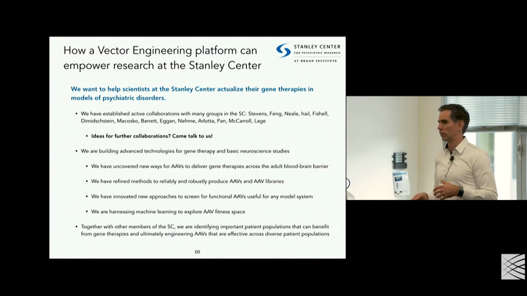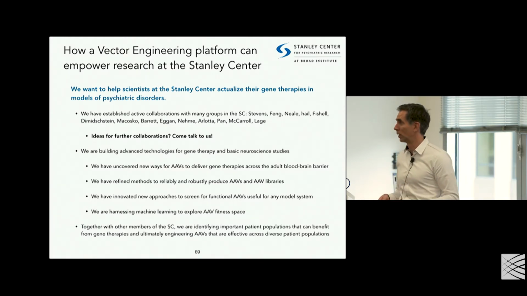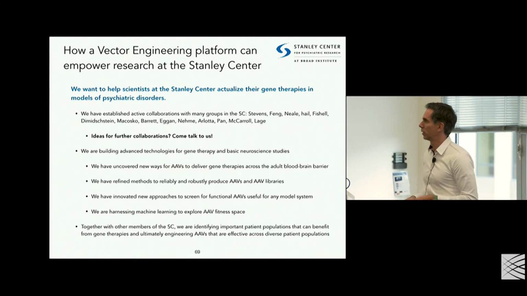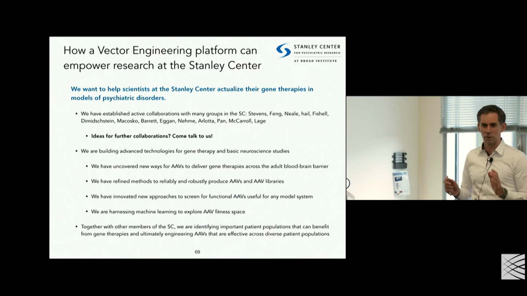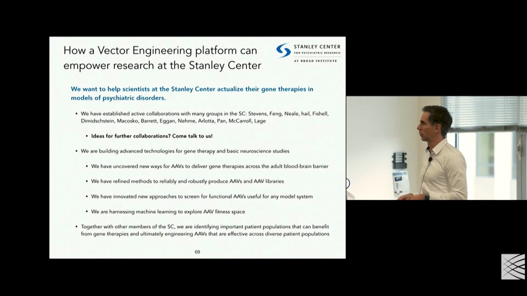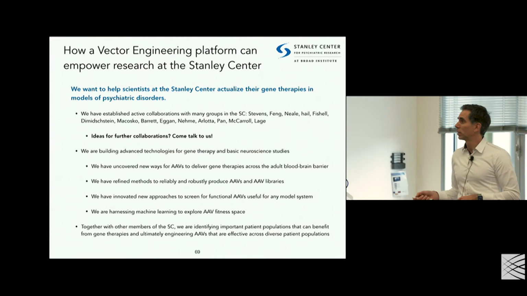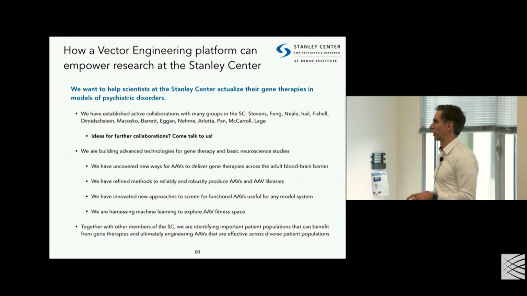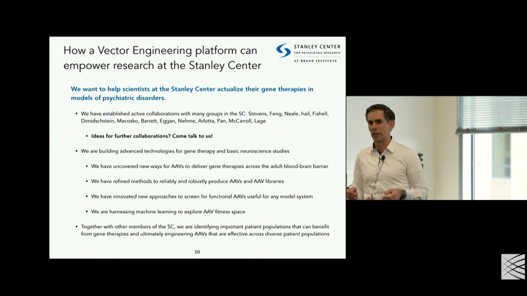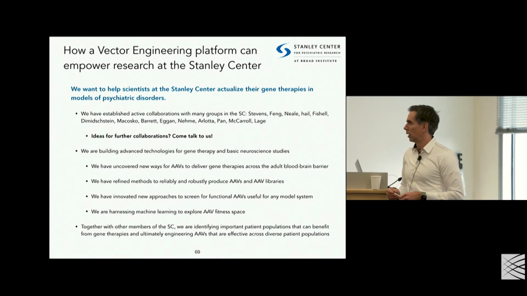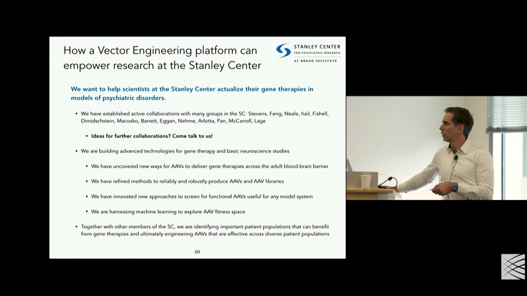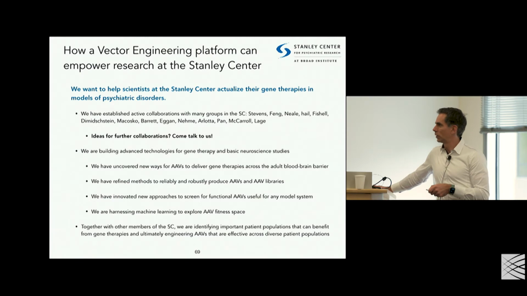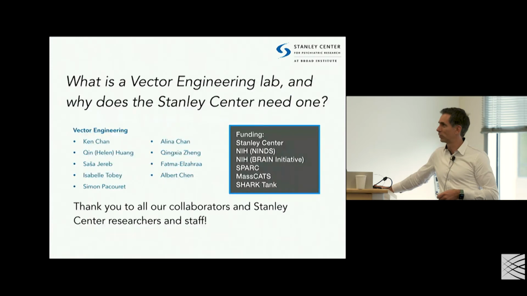We've refined methods to reliably and robustly produce AAVs in our AAV libraries, and we've innovated some new approaches to screen for functional AAVs in any model system. So it's no longer restricted to mice, but works in any model system, including human cells. And finally, we are harnessing machine learning to try to further explore the AAV fitness space, and also to try to understand how gene therapies could ultimately benefit a wide range of genotypes.